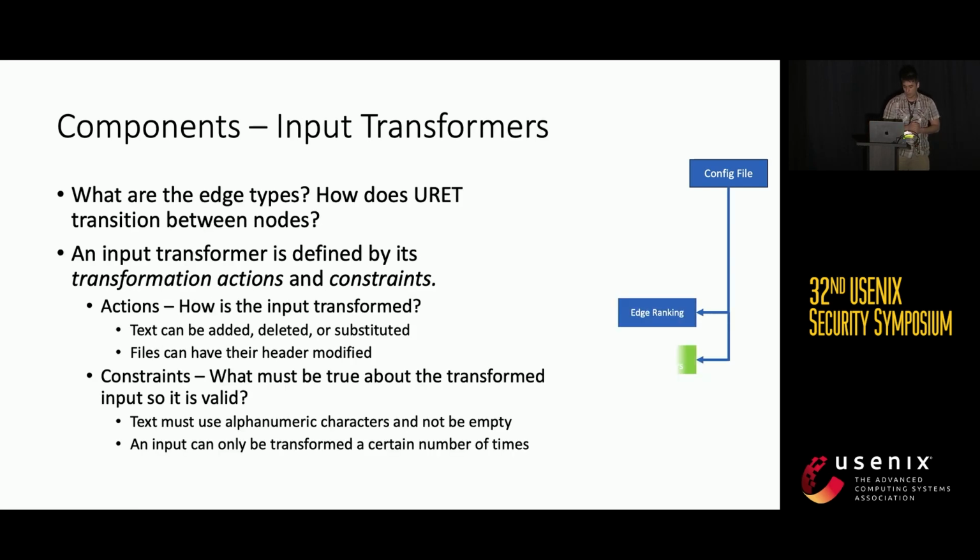We have the input transformers. So this is how we define the edges in the graph. For input transformers, the interface is really that you define a set of actions that you can do. So for text, you can add, subtract, substitute characters, and you define the constraints. This is the first level of validation where you say, look, I want to make sure that I'm only using alphanumeric characters. Or I want to make sure that if I'm going to increase the length of a string, that string can only increase by 50%, and then afterwards you have to figure out some other transformation.